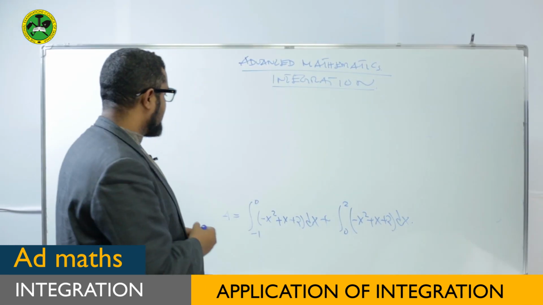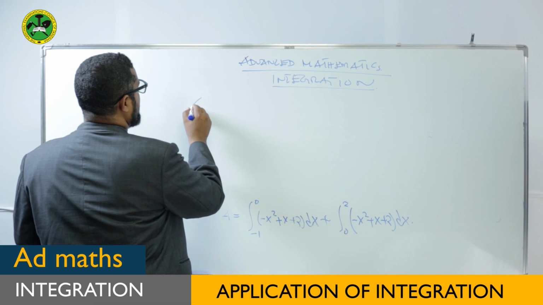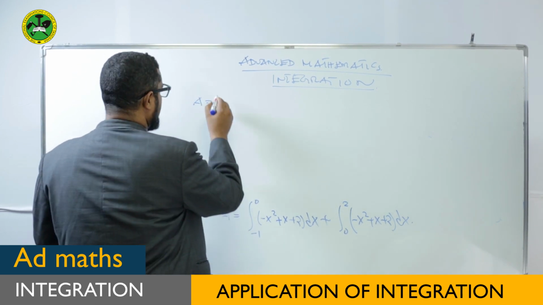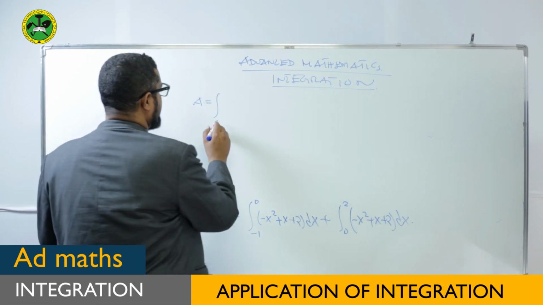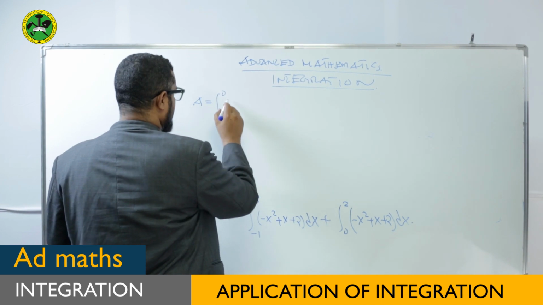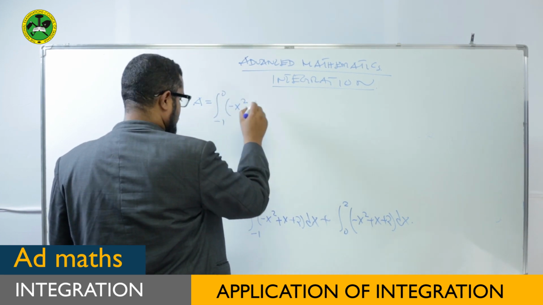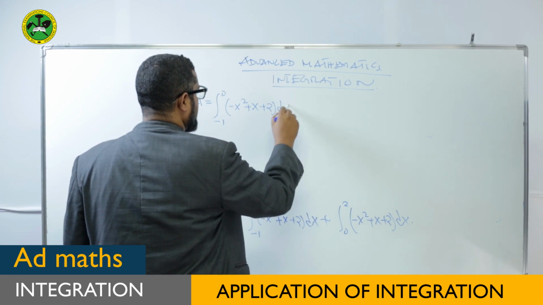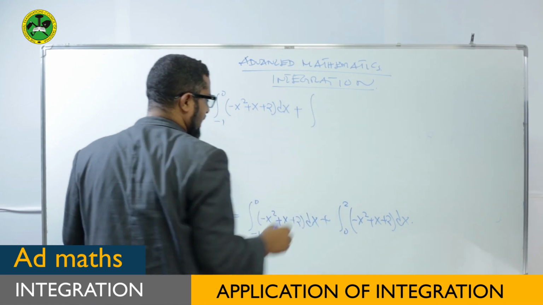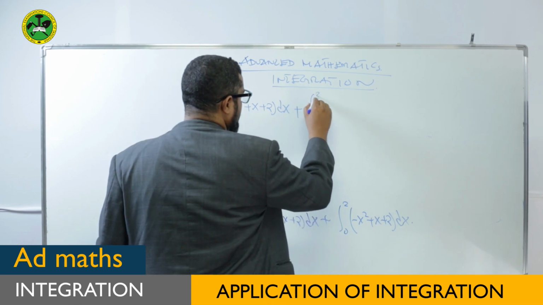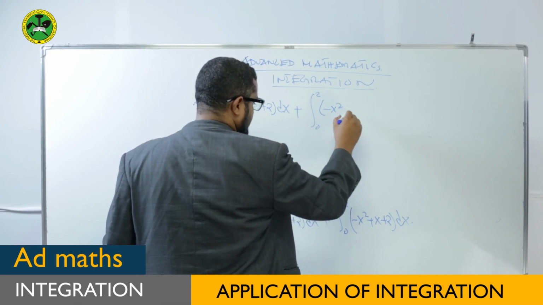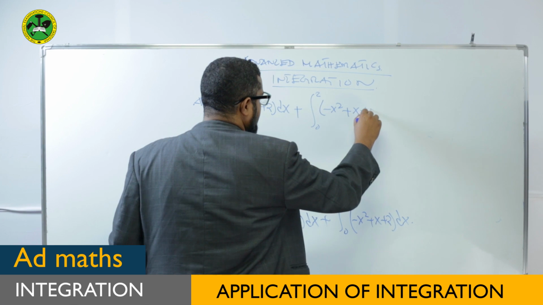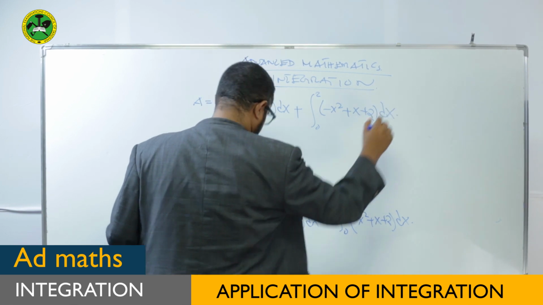Now let's integrate. If we integrate, we'll be having the following. Copying first because we don't have enough space: negative 1 to 0 of negative x squared plus x plus 2 dx. Then we'll be adding from 0 to 2 of negative x squared plus x plus 2 dx.